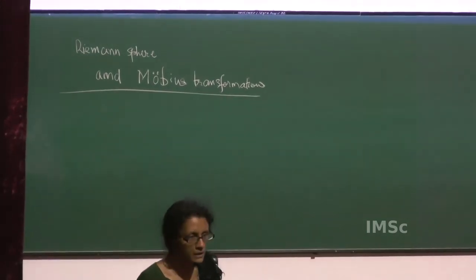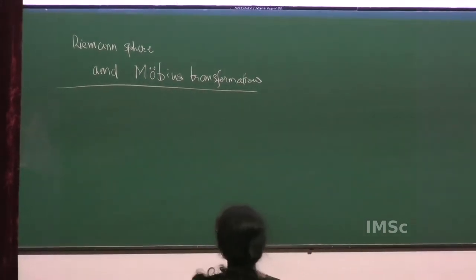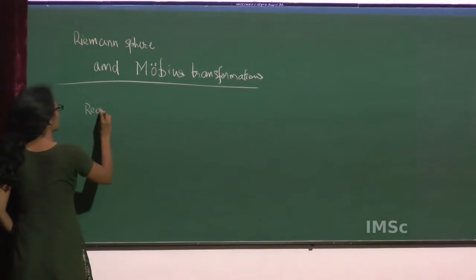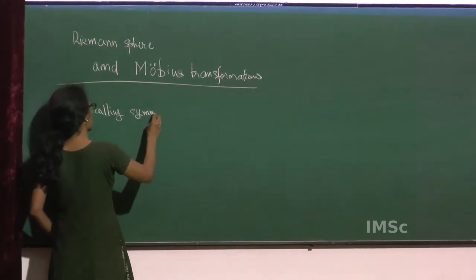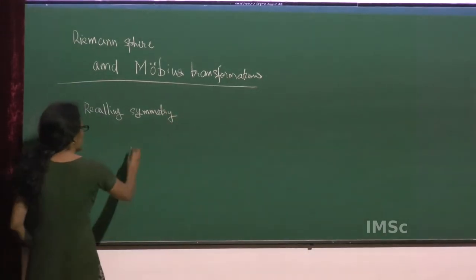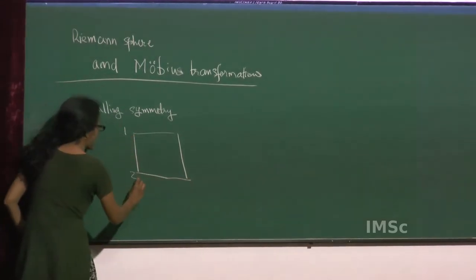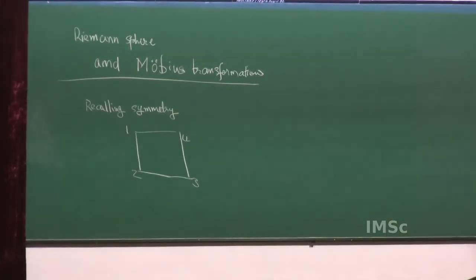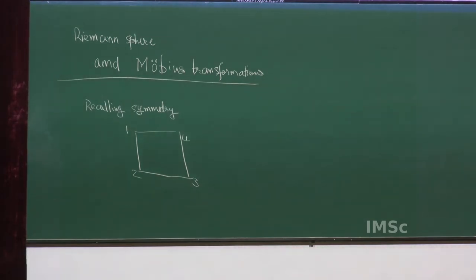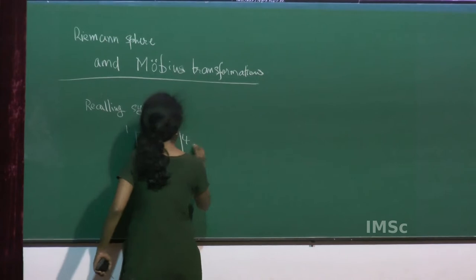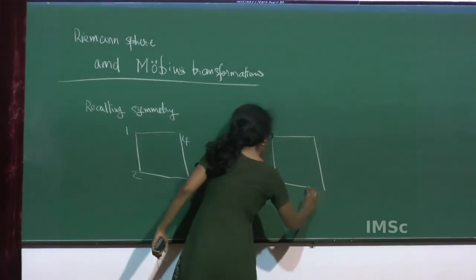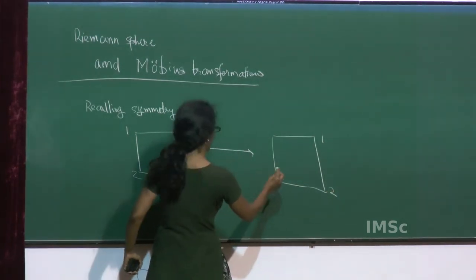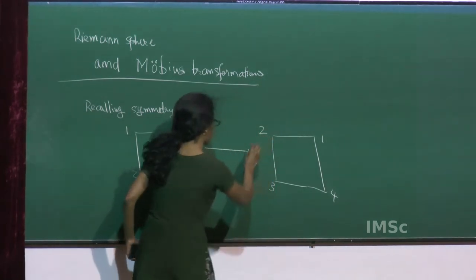So let's go back to the notion of symmetry, which you heard in the first talk in the morning. In the first talk, you saw the question: you take a square, and what are the symmetries of the square? Can anybody recall what one of the symmetries of the square is? Yes, very good. So let's do a rotation: 1, 4, 3, 2. So this is a rotation.